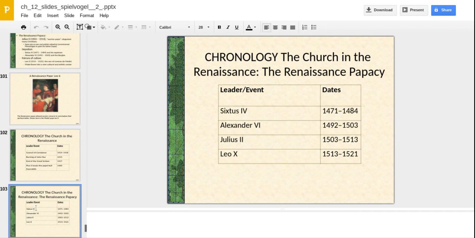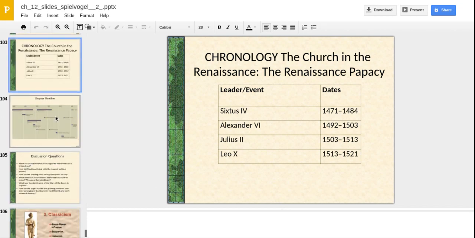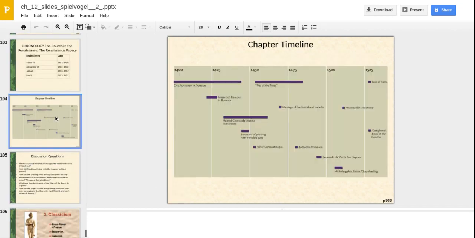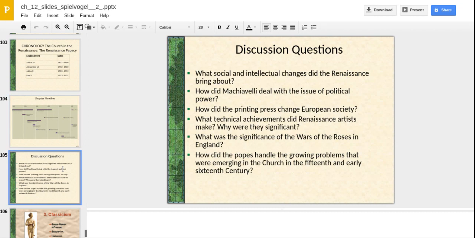Again, some more papacy stuff, some big names you should know here, especially these two guys here. And there's your timeline, which you can study. Again, you can always pause this and take a longer look, which I suggest. And your discussion questions. You need to pause this and be able to answer these questions. If you can answer these questions, then you get it.